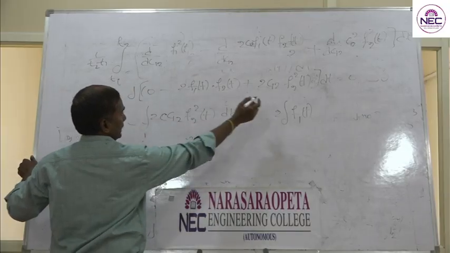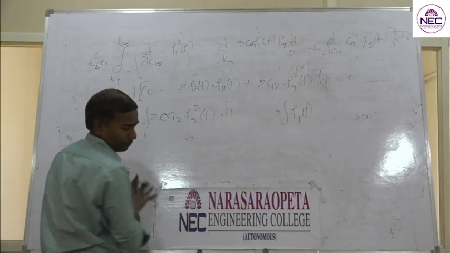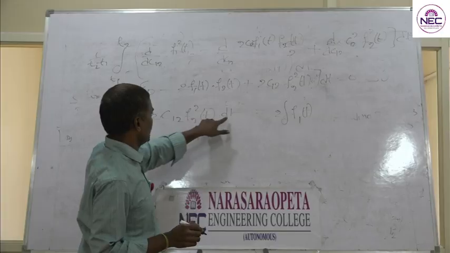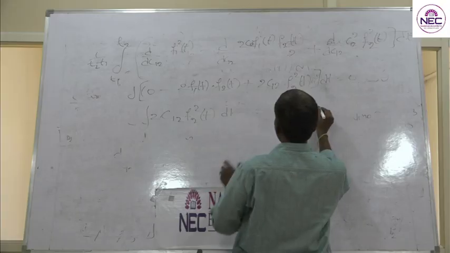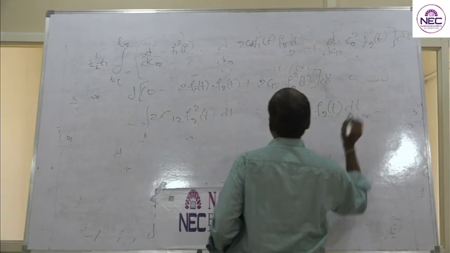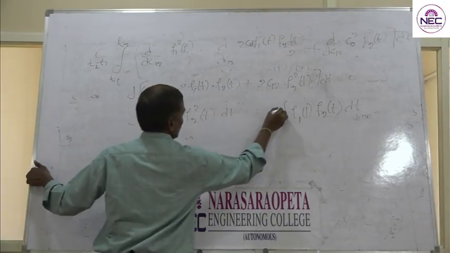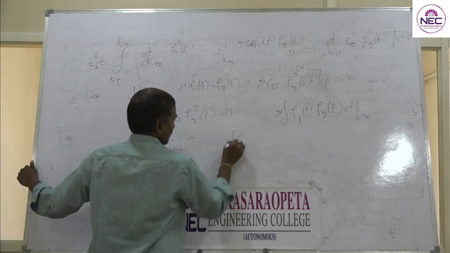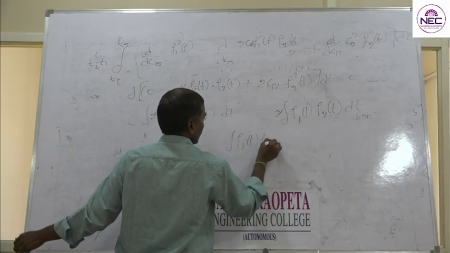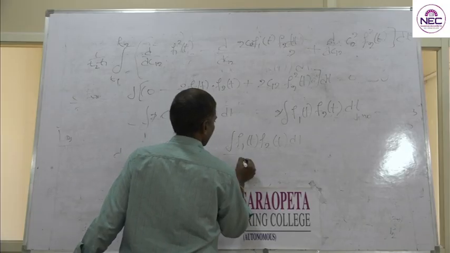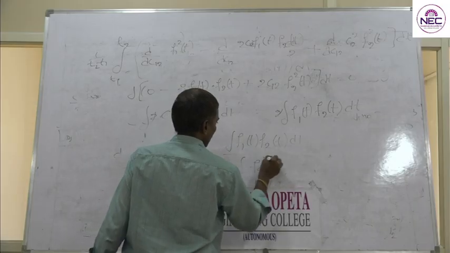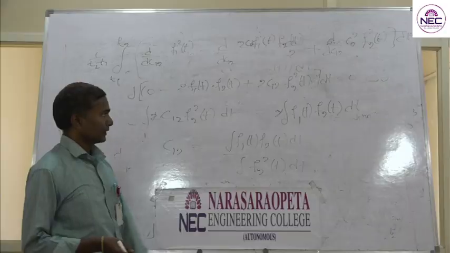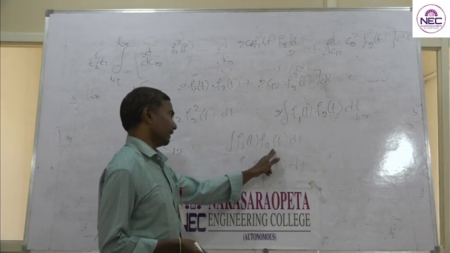So I am writing this term first: 2 c12 integral f2 square of t dt is equal to 2 integral f1 of t f2 of t dt. If I cancel 2 and take the constant c12 outside, I can write c12 is equal to integral f1 of t into f2 of t dt divided by integral f2 square of t dt. This is the expression which gives the similarity between the functions f1 of t and f2 of t.